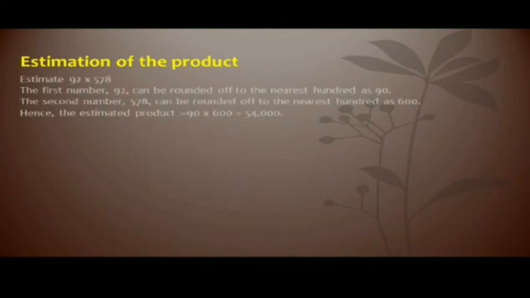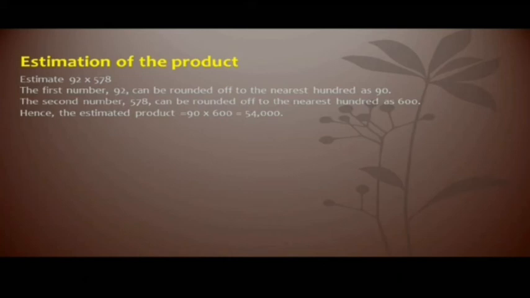I hope you all are having an estimation of the product as well. Now for the estimation of the product, I would like to say that it is very easy. It is done the same way as the difference and the addition. We need to first estimate 92 into 578. The first number 92 can be rounded off to the nearest 10 as 90. The second number 578 can be rounded off to the nearest 100 as 600. Hence the estimated product is equal to 90 into 600, which is 54,000. Isn't it easy to find the estimation of product, difference and sum?